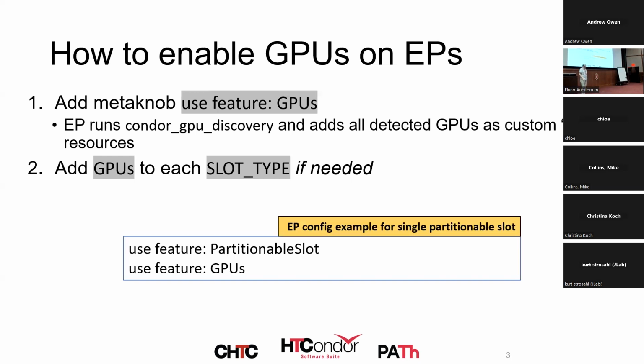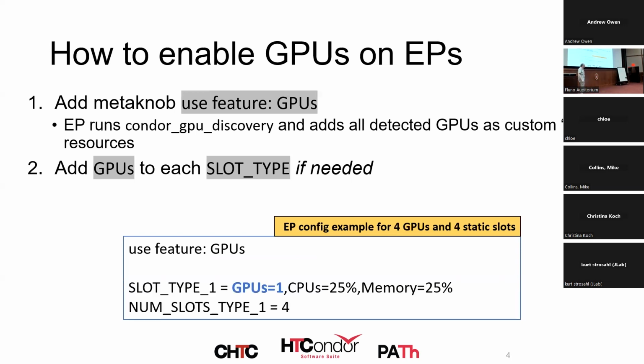So again, if you're already using partitionable slots, this is pretty easy. All you do is add the use feature GPUs and you're good to go. If you're doing static slots, it gets a little bit more complicated. You might need to read through the Condor manual to see how you might want to dish out the GPUs that you have on your machine. This is just a quick example where, if you had 4 GPUs in a machine, you wanted to make 4 equal size slots, that's one way you could do it.